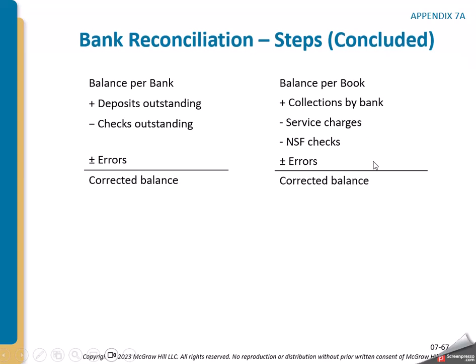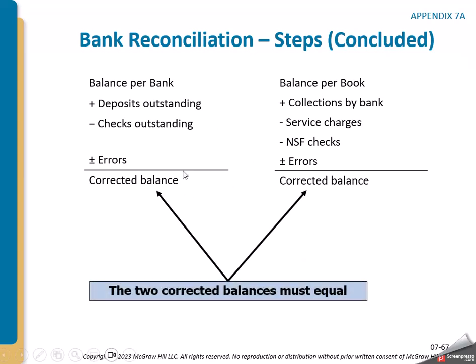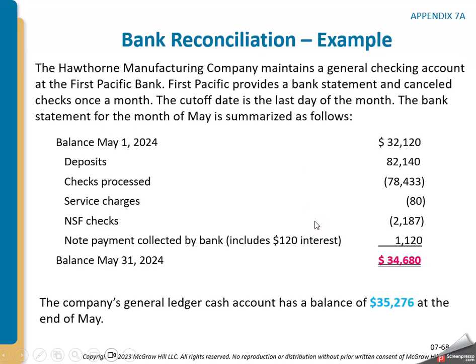What does it not know? It doesn't know things that happened at the bank. So the bank charged us service charges. Maybe some of our customers' checks that we deposited bounced, and now we have to go back after those customers, but we didn't know it till we got our bank statement. If anyone wired money into our bank account and we didn't know about it, we would pick up all of those when we're reconciling our bank account. And then those two balances, once we go through those adjustments, have to equal.